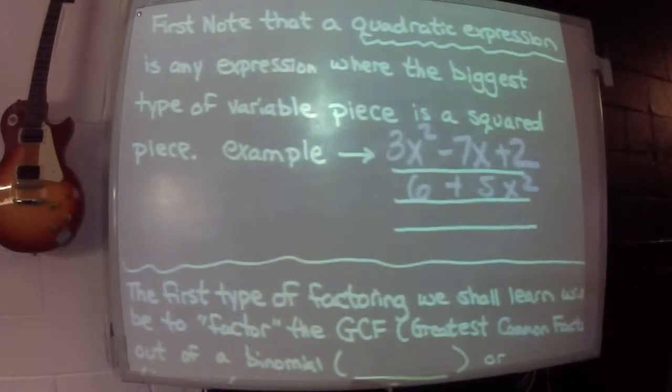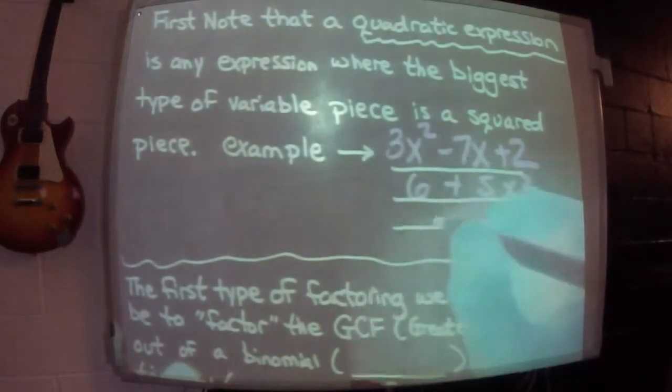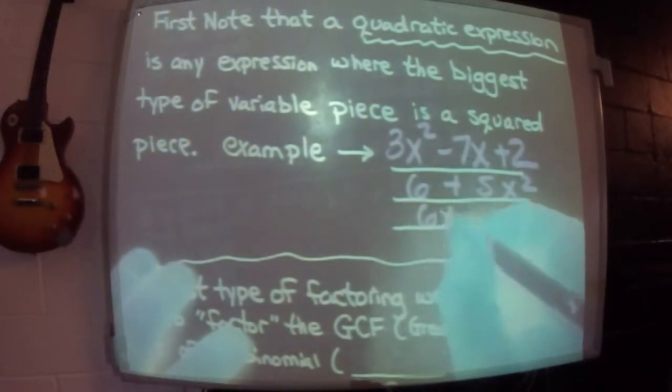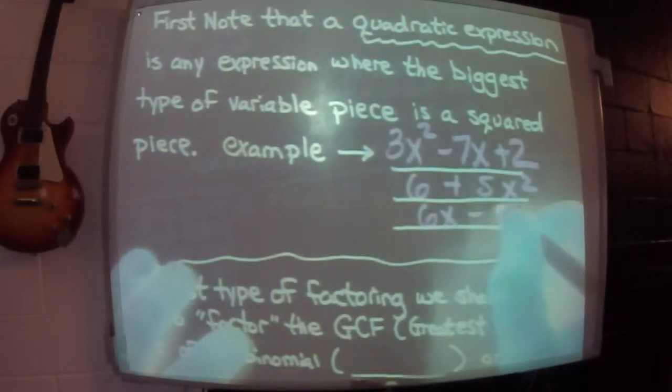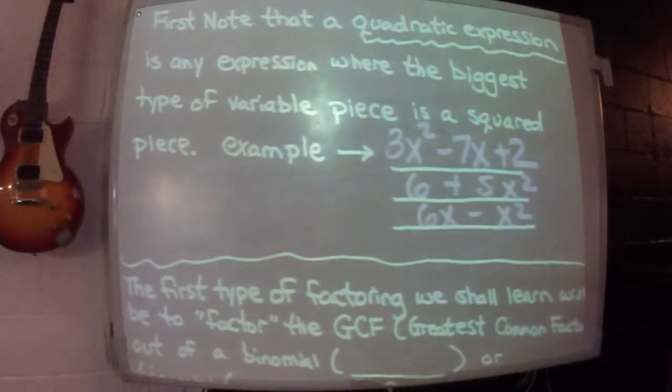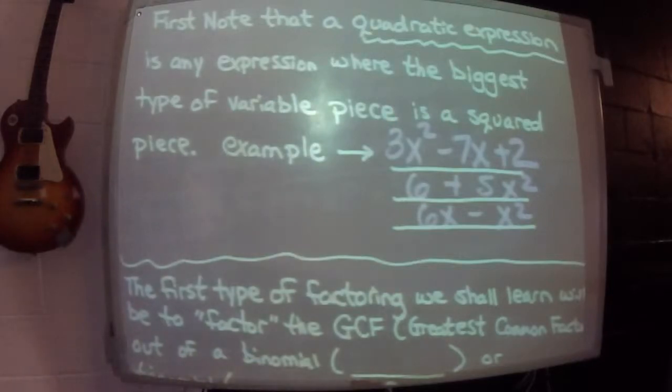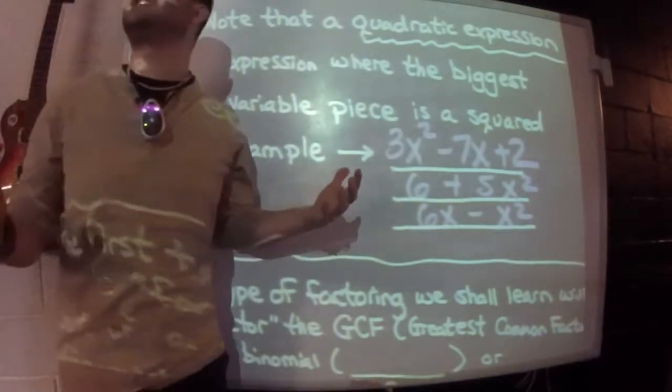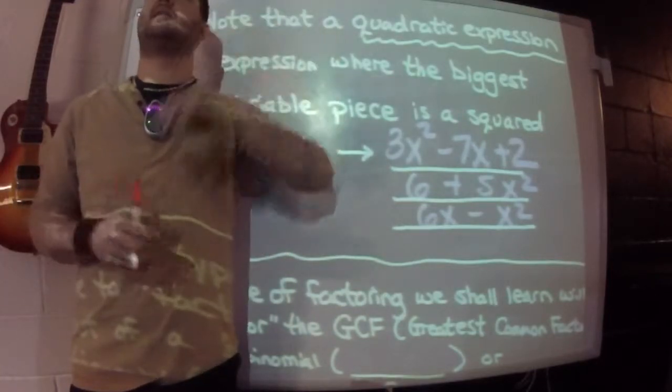Are there any other bigger type of x pieces, like x to the 4ths or x to the 5ths? No, there's no x to the 4ths or x to the 5ths. So then I could also have 6x minus x squared. Is that expression quadratic? Yes. How do you know? It's got an x squared. Does it have x cubeds or x to the 4ths or x to the 5ths?